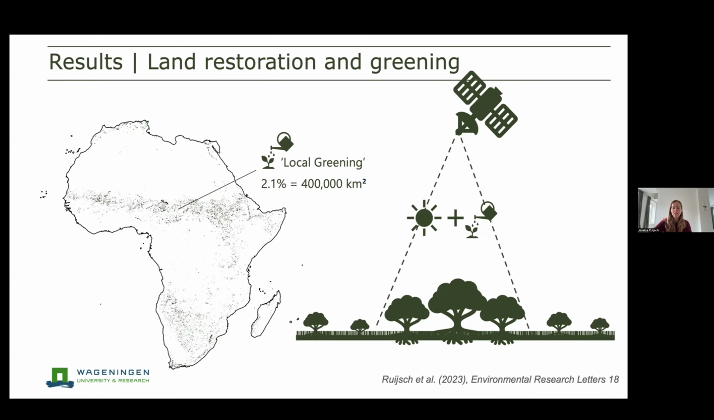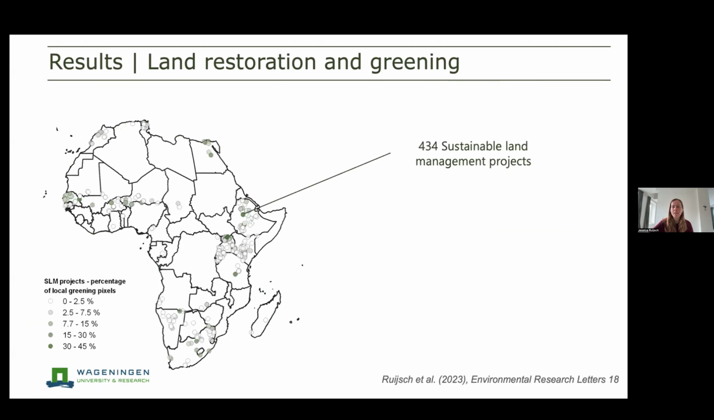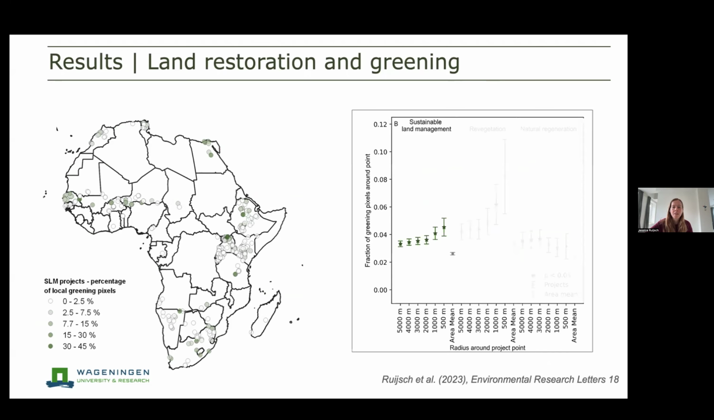And then I looked, do we see this local greening at places where we know that land restoration happens? This was a challenge because there are not a lot of open source databases with land restoration projects. So I used this WOCAT database, which contains sustainable land management projects, and I compared the amount of greening pixels inside these projects to a reference region.